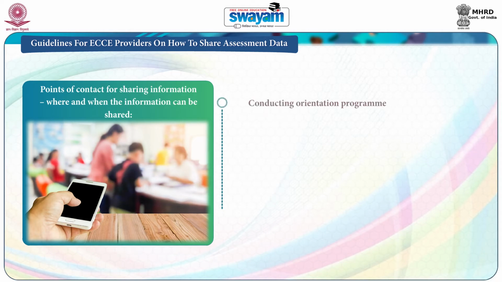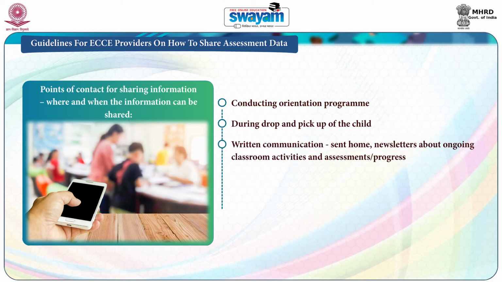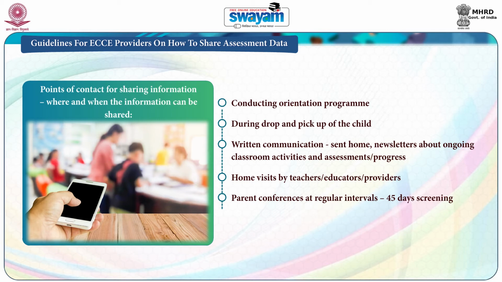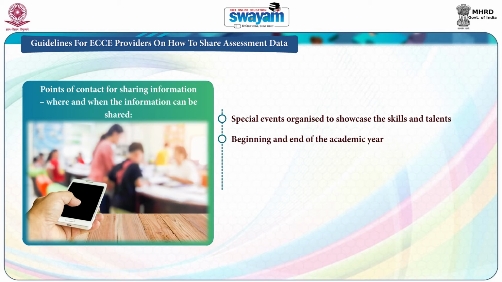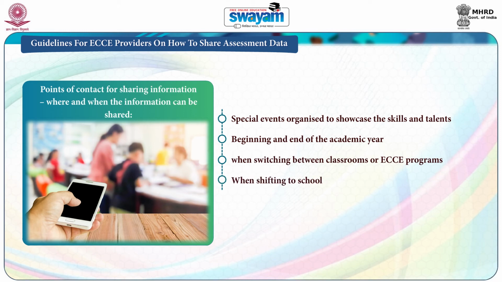The information can be shared through conducting orientation programs. The information can also be shared during drop and pickup of the child. It can be shared through written communication like sending home a newsletter, and also about ongoing classroom activities and assessments and progress of the child. Home visits by teachers or educators or providers. Parent conferences at regular intervals where 45 days screening can be shared. Parent participation in classroom, special events that are organized to showcase the skills and talents, beginning and end of the academic year, when switching between classrooms or ECCE programs, and also when shifting to school.